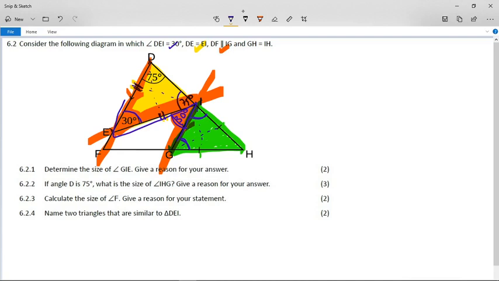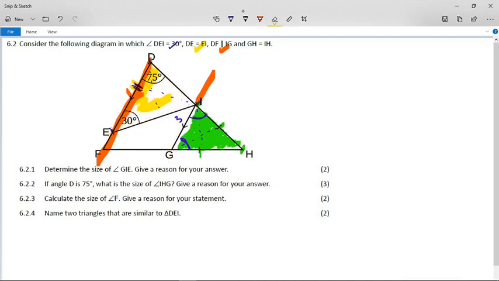So it says determine the size of angle GIE, give a reason for your answer. So now we've made a bit of a mess on this diagram. Let's go back and we can rub some of this out. Okay, where exactly is angle GIE? Let's have a look over here. Come with the highlighter. Where is angle GIE? So we go from G to I to E. It's this angle in here.